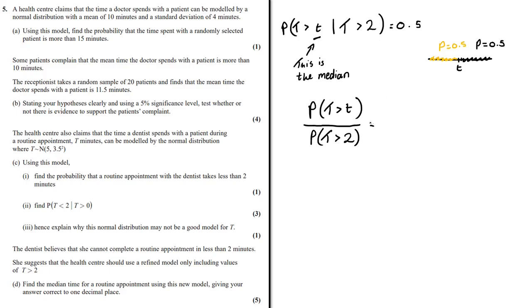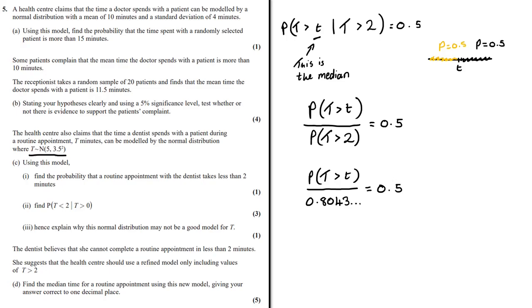And like we said, this is all equal to 0.5. Now, the numerator here, we can't work that out yet. But we can definitely work out the denominator. We're looking for the probability that t is greater than 2 using this model here. So all we need to do now is put this into our calculator with this distribution. The numerator doesn't change, so that's the probability that t is greater than little t, all over the probability that t is greater than 2. If you put this into your calculator correctly, what you should get is 0.8043 and so on. And this is all equal to 0.5.